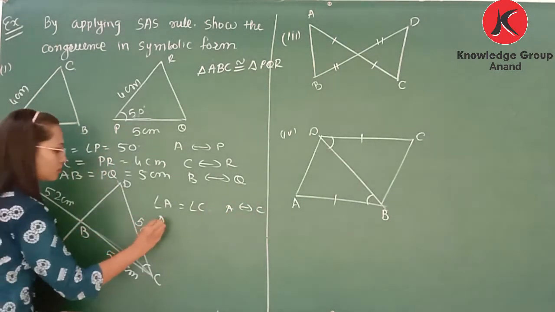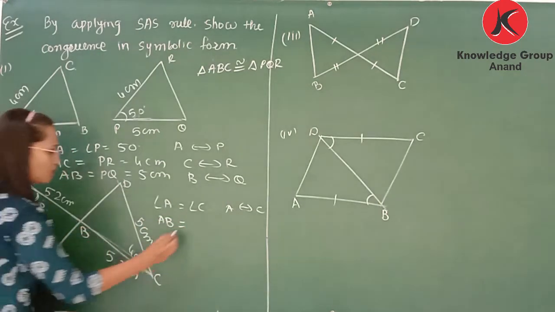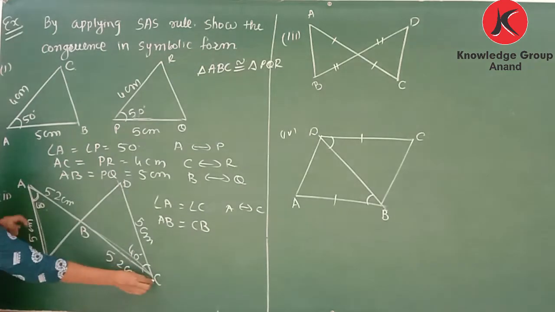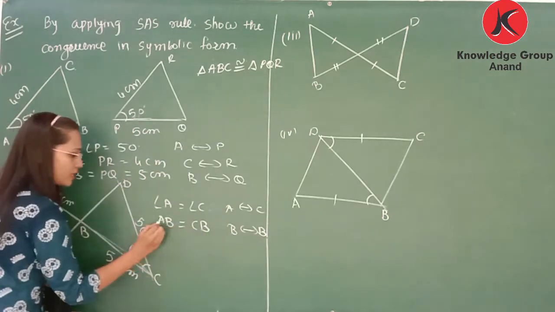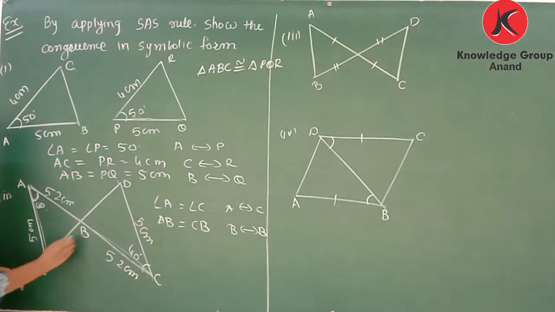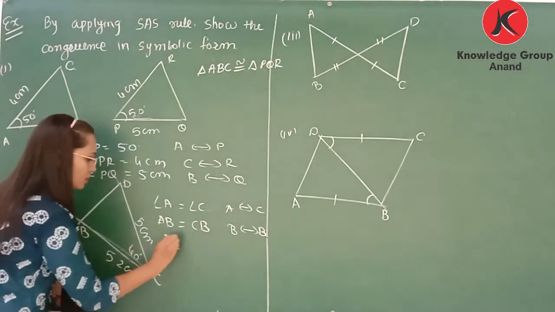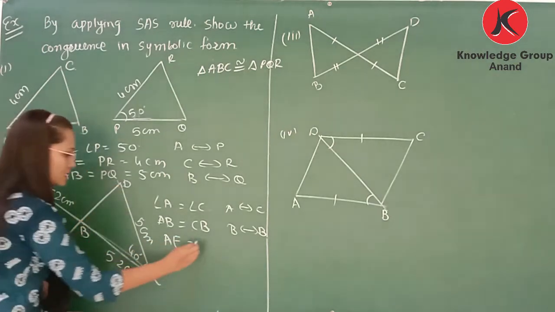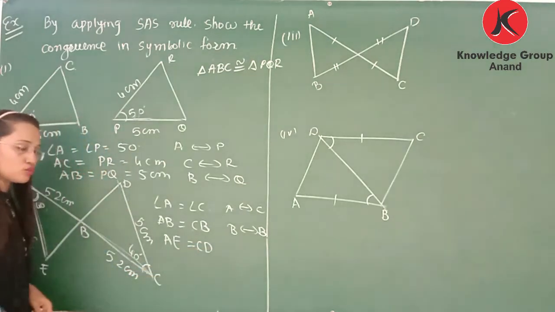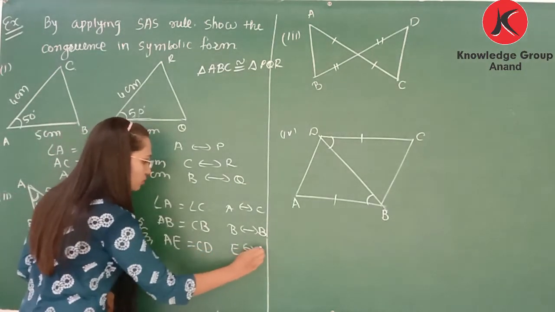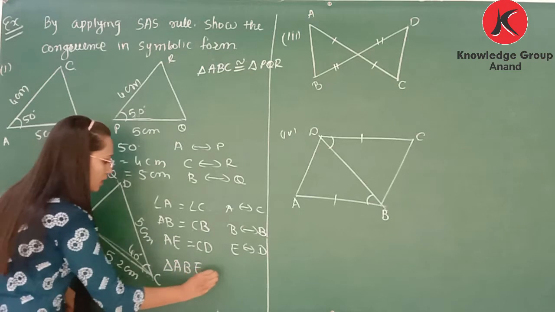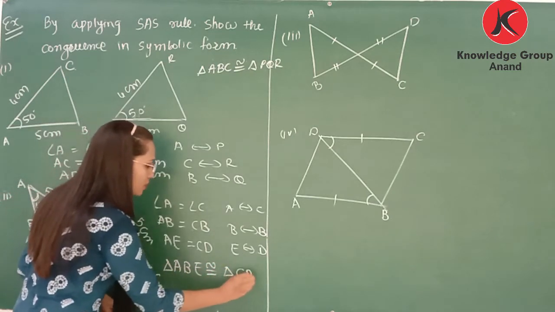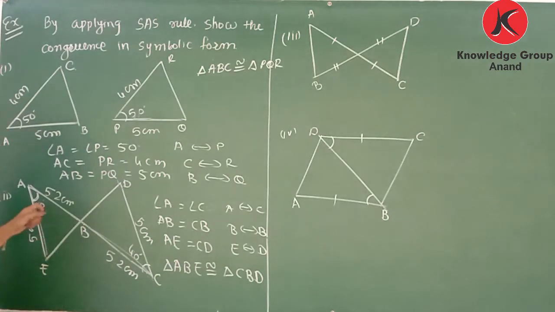Now for this, AB is equal to CB. Now A corresponds to C, so B corresponds to B. Now remaining, AE is equal to CD. So A corresponds to C, so E will correspond to D. Now we get the correspondence, so we can write triangle ABE is congruent to triangle CBD. Clear? We apply SAS criteria.